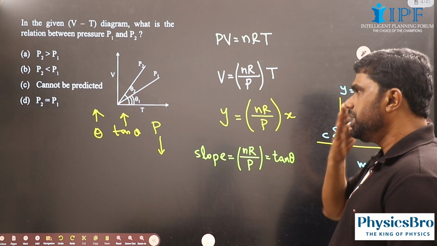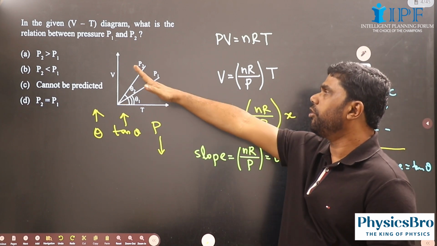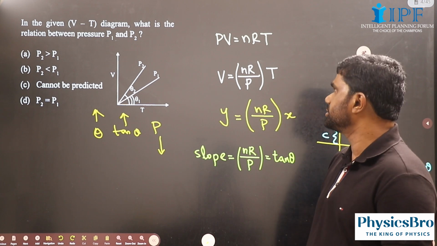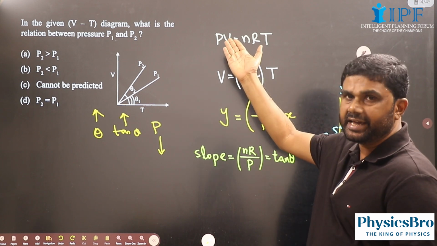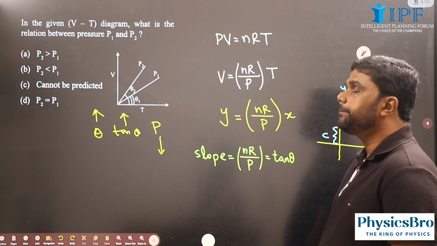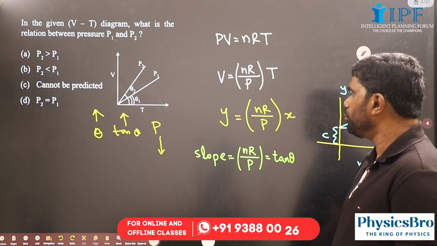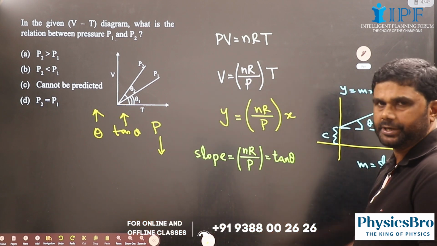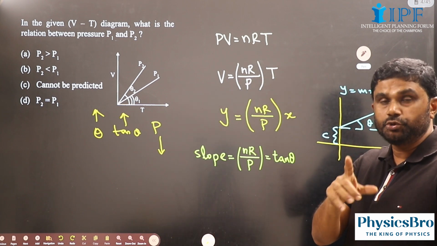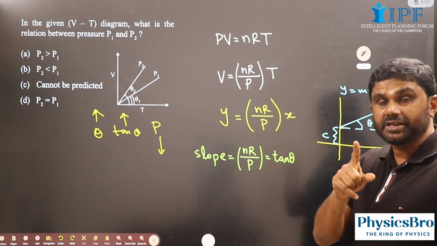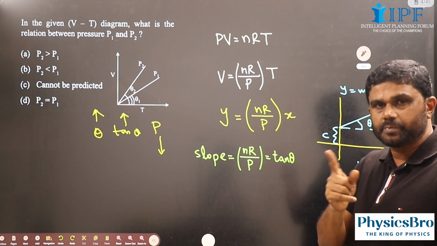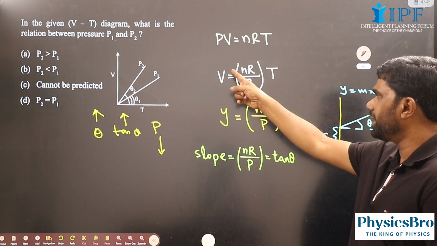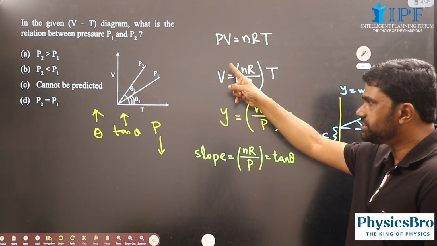See, here we have volume plotted along y-axis and temperature plotted along x-axis. Okay, we have the ideal gas equation that is PV equal to nRT. So this volume V is equal to nR divided by P into T. See, while plotting an equation, you have to replace the quantity plotted along the x-axis by x and the quantity plotted along the y-axis by y. Here volume is plotted along the y-axis, so let me replace this V by y.